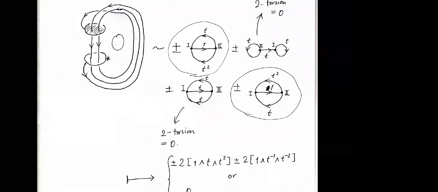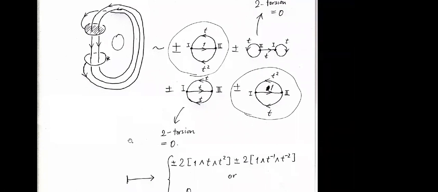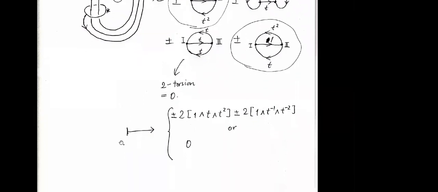We haven't checked the signs carefully, so we write plus minus. But some terms have order two, so zero goes to zero by the invariant Z theta, and the rest give a value like this.